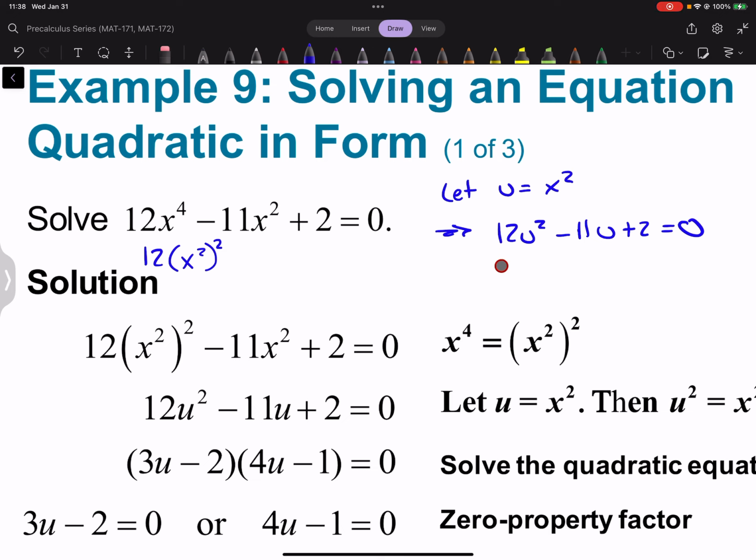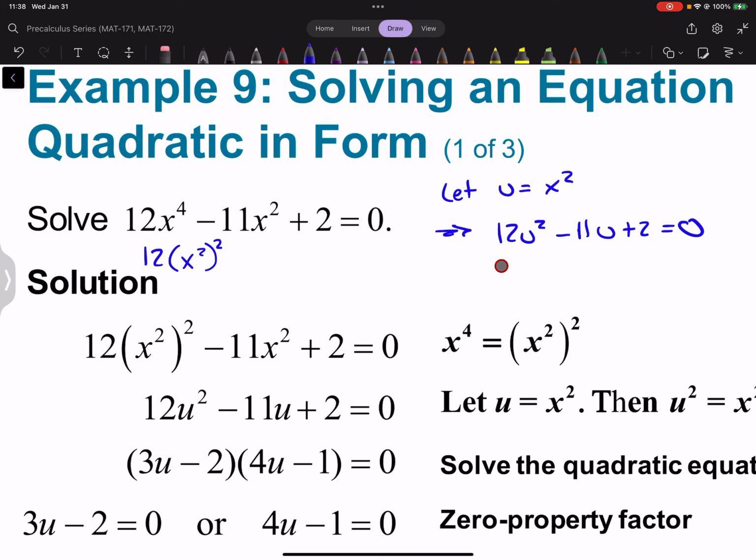All right, so once you solve for it, they get that u equals 2/3 or u equals 1/4. That's when you want to plug in what u was. U was x squared, and you can take the square root of both sides. Now, this one we may need to talk about. Actually, we'll talk about both of these.